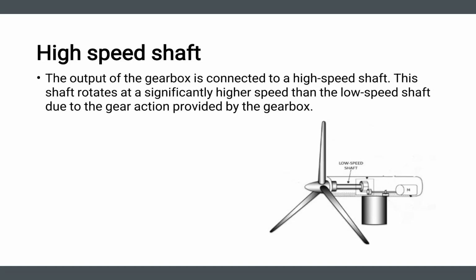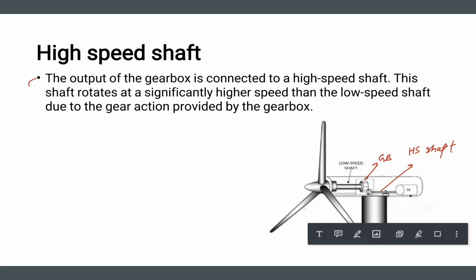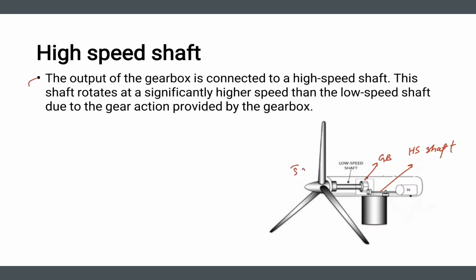Next component is the high speed shaft. So the output of the gearbox is connected to a high speed shaft. So here is the gearbox, and then this is directly connected to a high speed shaft. This shaft rotates at a significantly higher speed than the low speed shaft. So let's say these blades are rotating at 5 rpm. Then this low speed shaft will be rotating also at 5 rpm. Then this gearbox will increase this rotational speed, and the high speed shaft will be rotating at 1200 rpm.